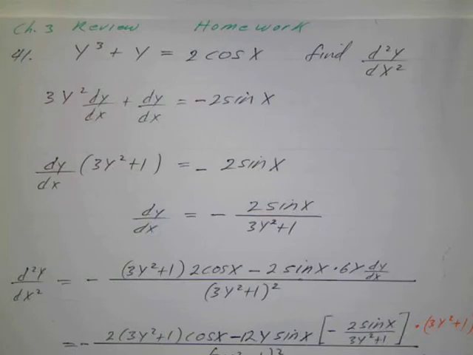Okay, here's another second derivative problem. So we've got y cubed plus y equals 2 cosine x. Find the second derivative of this. So we've got 3y squared dy/dx plus dy/dx equals negative 2 sine of x.